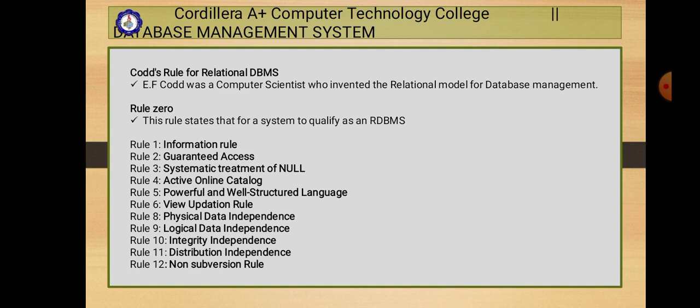So ibig sabihin, kailangan din na mayroong insert, delete, and update operation sa lahat ng level ng relations. So, you have the set operations like union, intersection, and minus should also be supported. Okay? So, yan. And for rule number 8, you have the physical data independence.